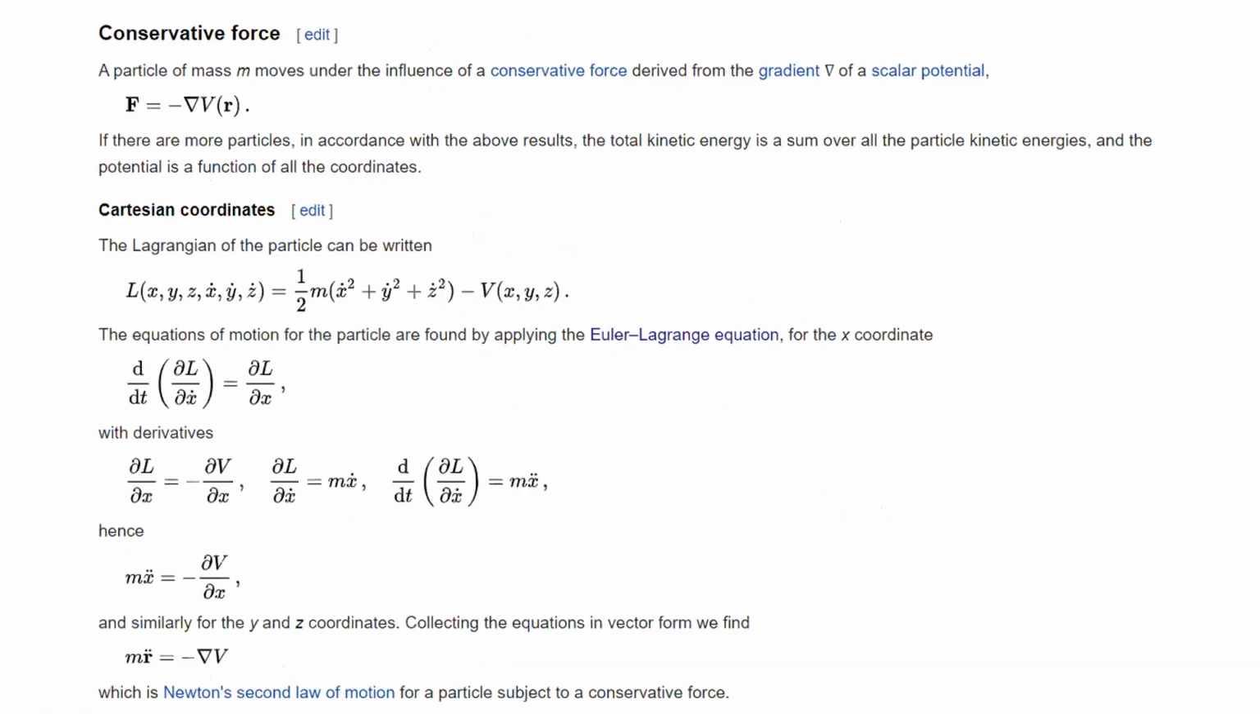And so one of the applications of this is to physics. If we choose for our L to be 1/2 m (x dot squared plus y dot squared plus z dot squared) minus V(x, y, z), you might recognize this is the kinetic energy, 1/2 mv squared. This is the potential energy. So this leads to the Lagrangian formulation of physics.